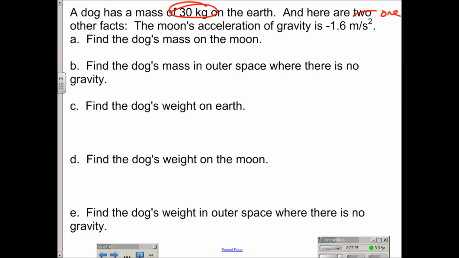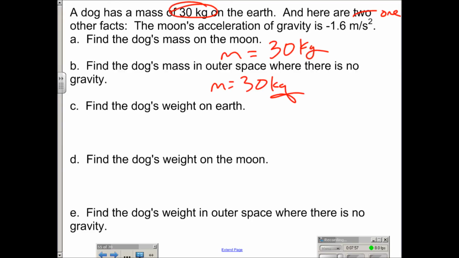So what's the dog's mass going to be on the moon? Remember, mass is a measure of matter. Does the dog's mass change when he goes to the moon? No, so it's still 30 kilograms. What about in outer space where there's no gravity? Even though there's no gravity, the dog still has mass. He still has the same amount of matter that he had on the moon, so his mass is still 30 kilograms.